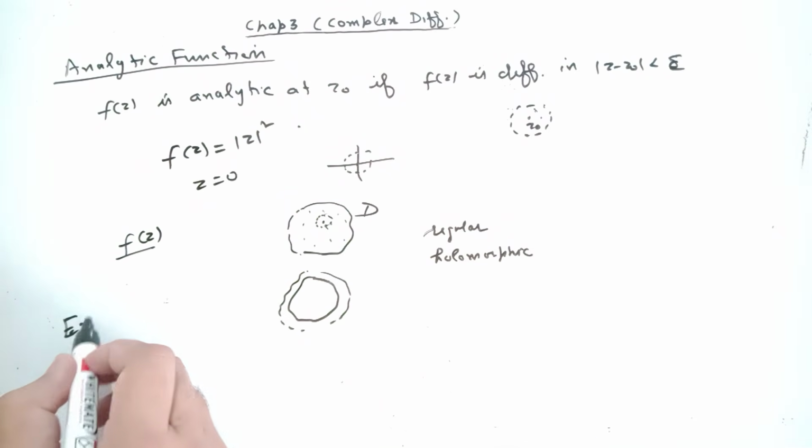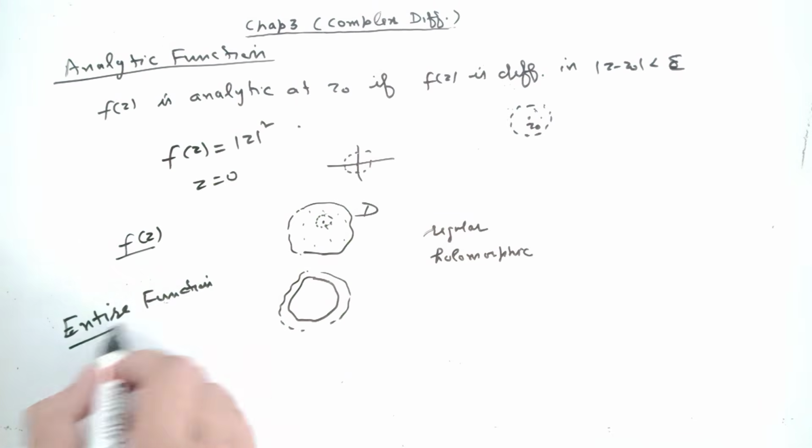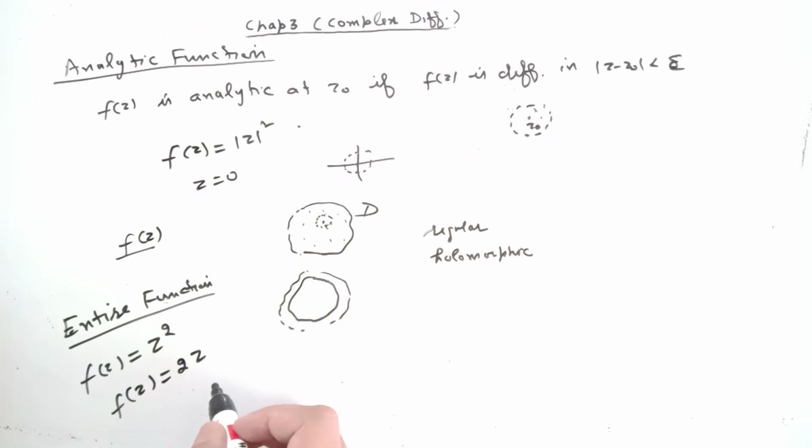Next, what is entire function? A function is said to be entire if it is analytic at every point in the complex plane. For example, f(z) equal to z square. You know it is differentiable everywhere in the complex plane, so it is analytic in the complex plane, so it's entire function. So polynomials are entire functions, sin z, cos z, etc. These are entire functions.